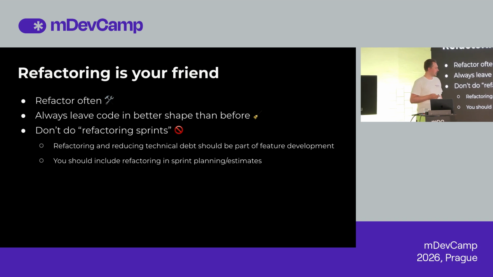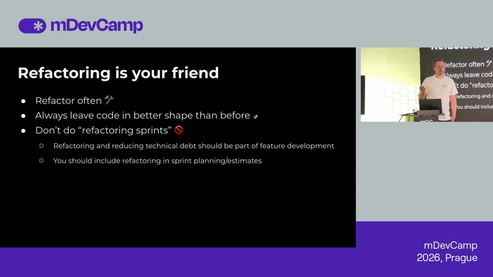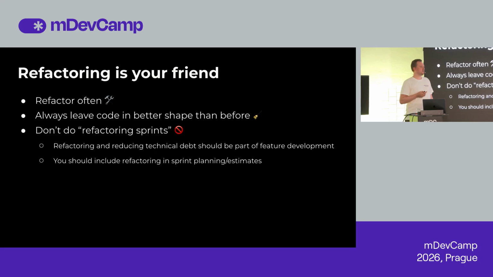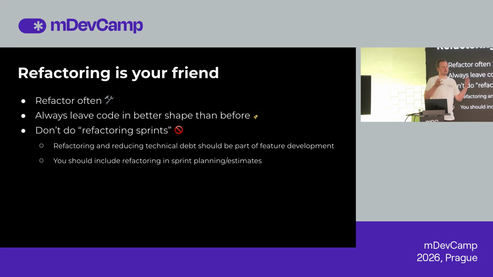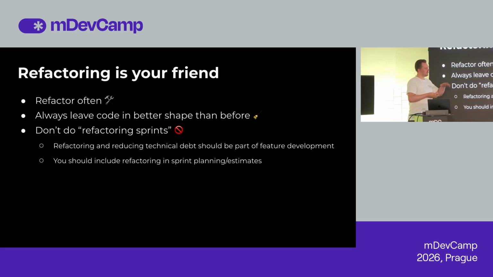That means that when you are doing sprint estimates, for example in sprint poker, you should also think that you will be doing some refactoring, and it should be part of the estimate. It should not need separate sprints. This never worked for me.